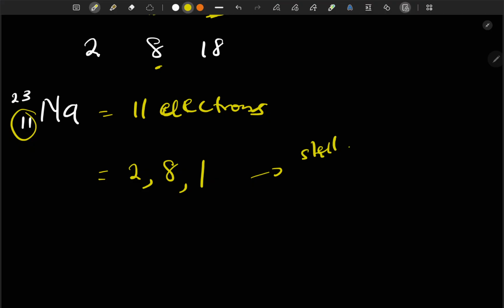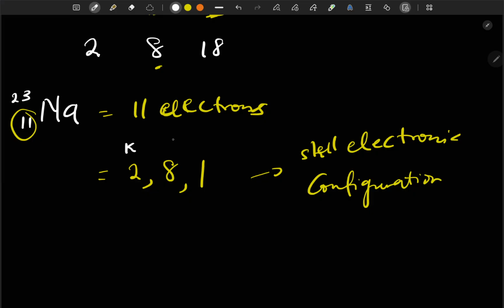Shell electronic configuration: 2, 8, 1, which means 2 electrons in the K shell, 8 in the L shell, 1 in the M shell. All right.